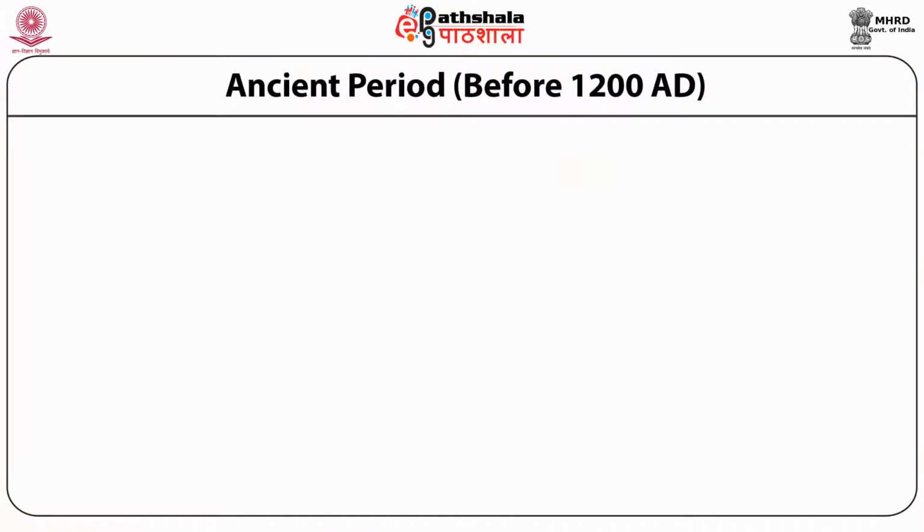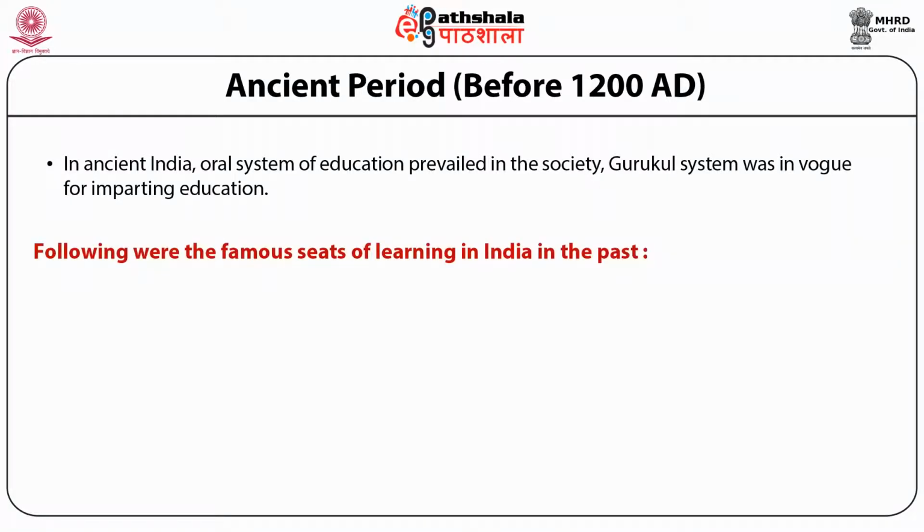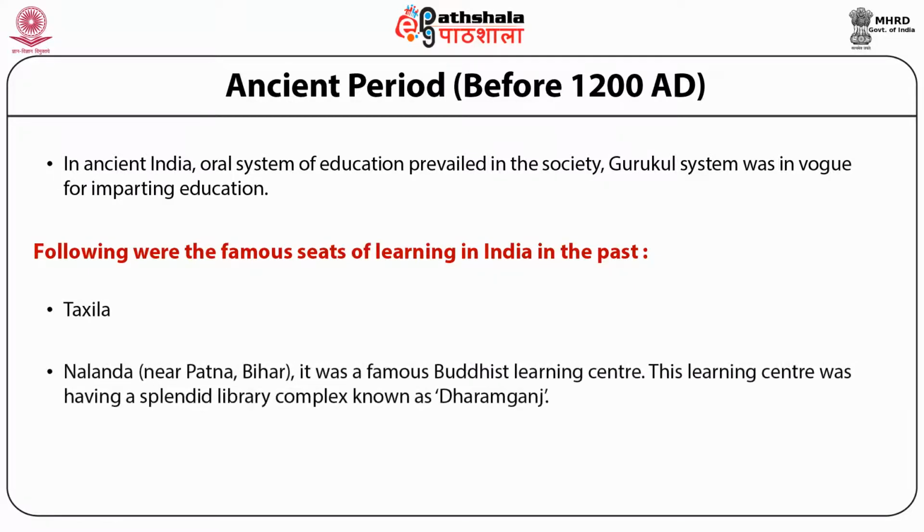Ancient period, before 1200 AD. In ancient India, the oral system of education prevailed in the society. The Gurukul system was involved for imparting education, and following were the famous seats of learning in India in the past, such as Takshila, and Nalanda near Patna, Bihar, which was a famous Buddhist learning center. This learning center had a splendid library complex known as Dharmganj.